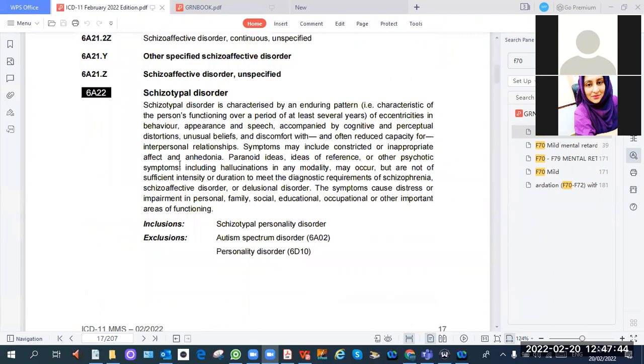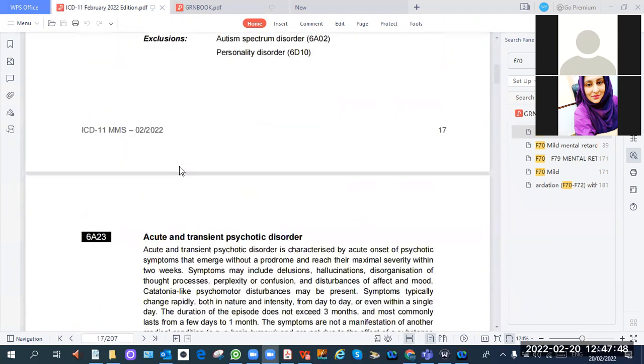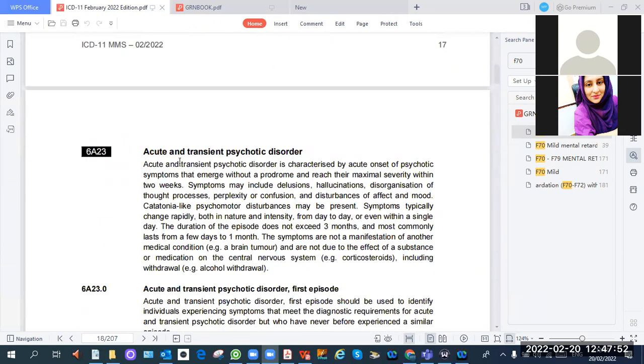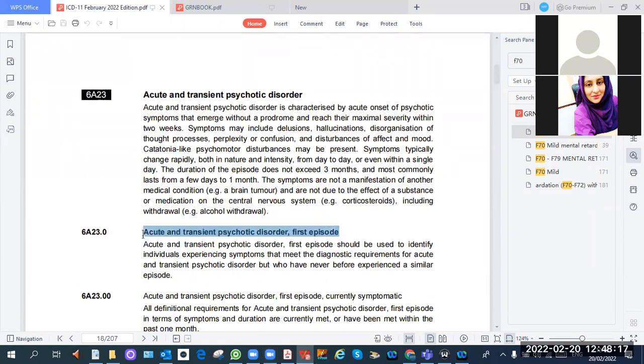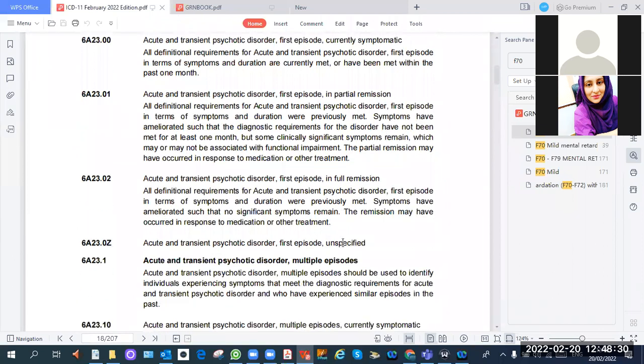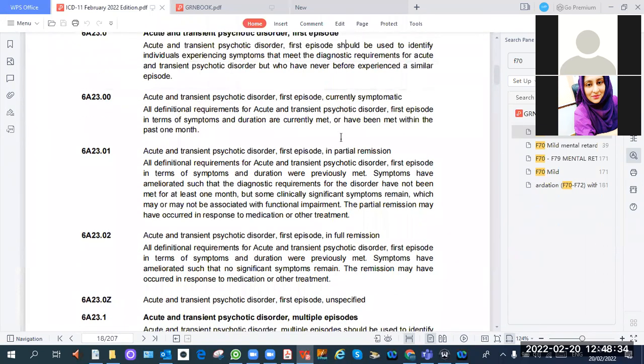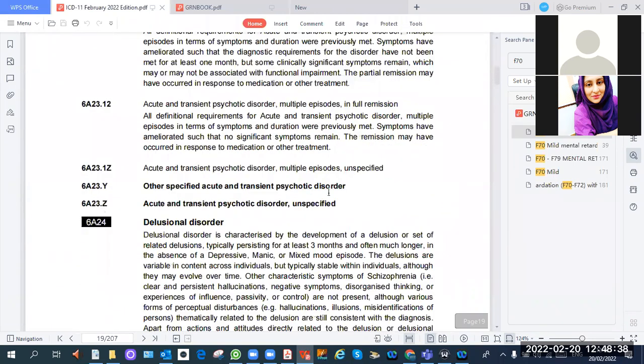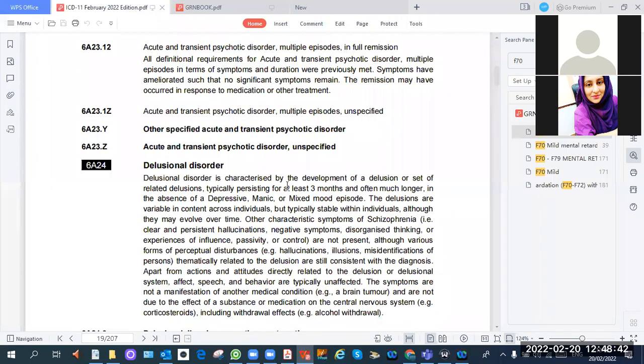Now, schizotypal disorder stays the same as in ICD-10. Acute and transient psychotic disorder was 15 days up to 1 month, but now it is 15 days and should not exceed 3 months. That's why I'm saying for first episode schizophrenia, hold off the diagnosis till 3 months and then give the diagnosis after that. Before that, just treat it as a first episode acute and transient psychotic disorder. If there is more than one acute and transient psychotic disorder, each time less than 3 months, then you can call it multiple episodes. Same way, full remission, partial remission, symptomatic.